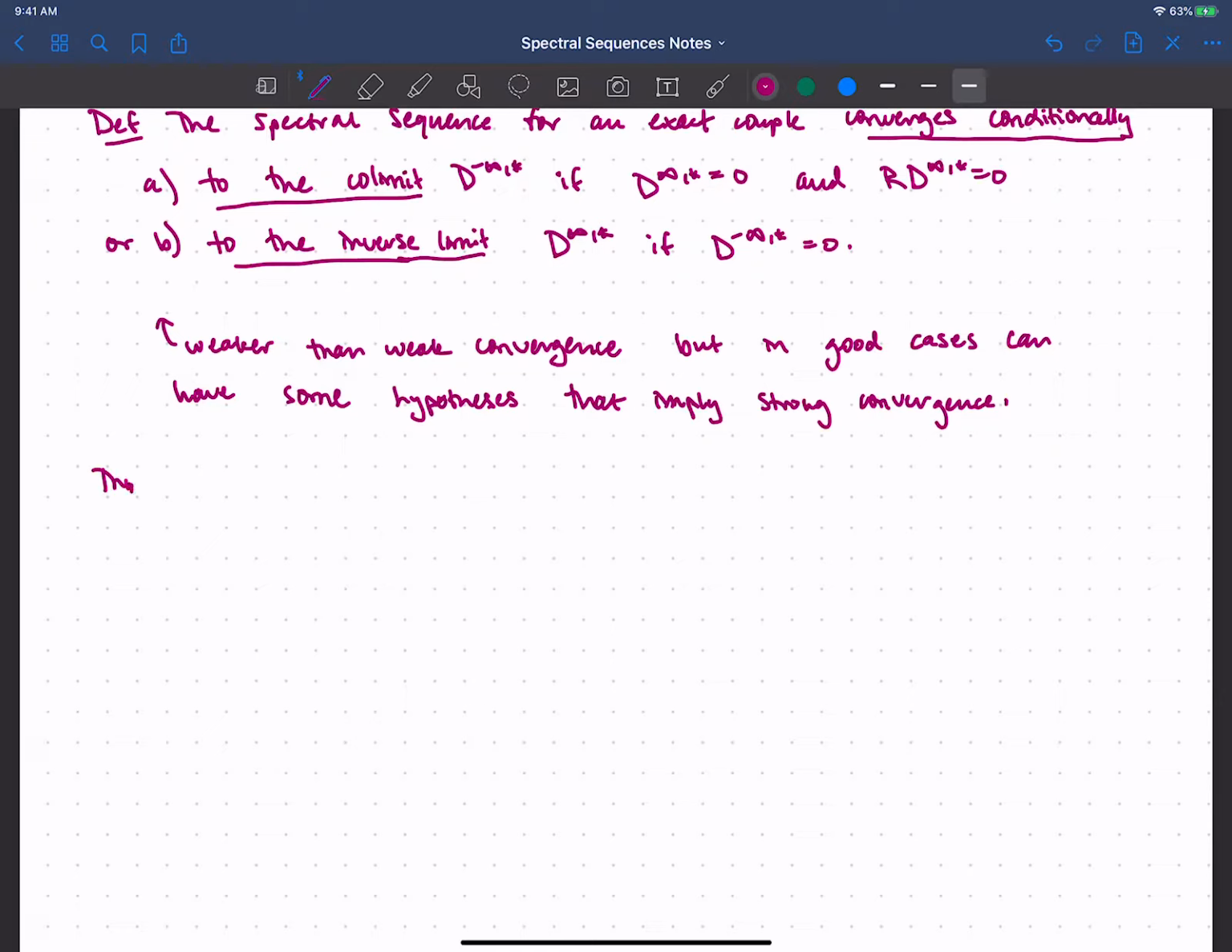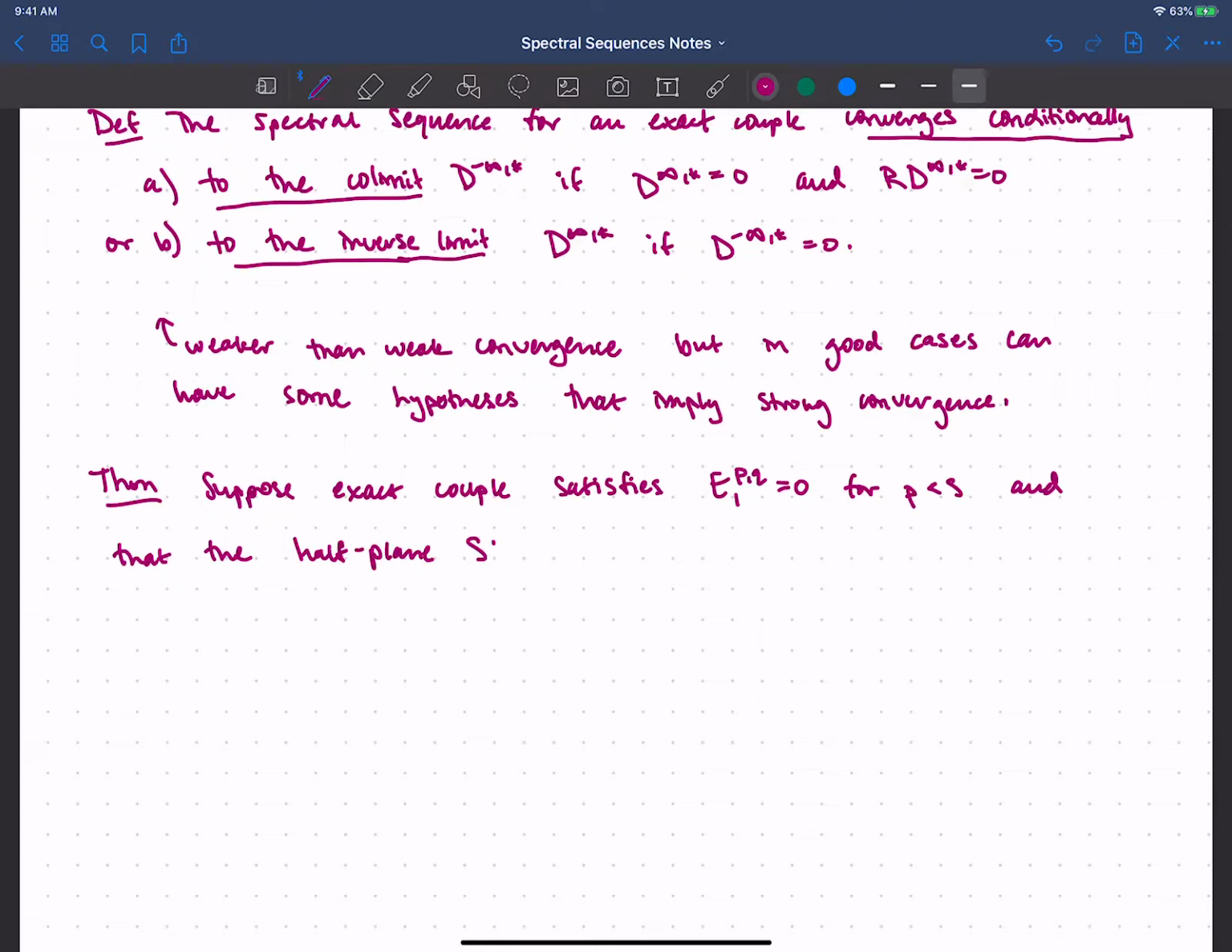In particular, Boardman has this theorem that if we suppose our exact couple satisfies, and now this is going to be the dual hypothesis, so this is the one that we want for our cohomology, that E1^{p,q} is 0 for p less than s, in our case less than or equal, or less than 0, I suppose, our s is 0. So if we're in this situation, that tells us we have a half-plane spectral sequence, so we also want the half-plane spectral sequence that we get if this converges conditionally.